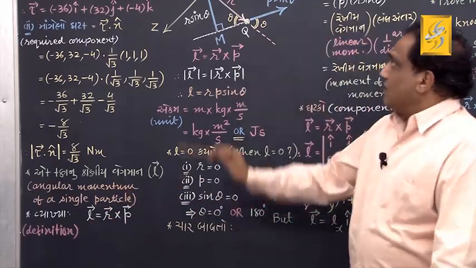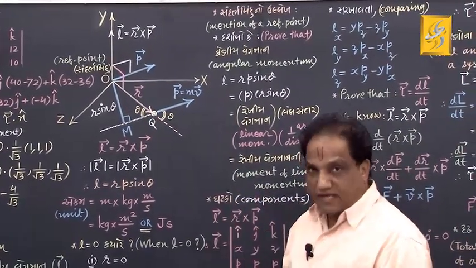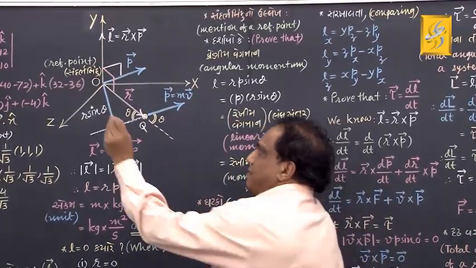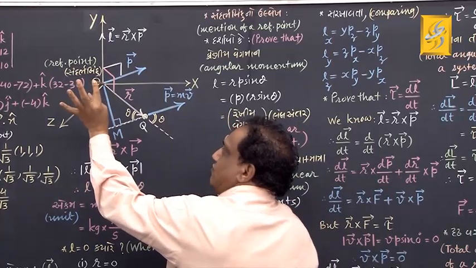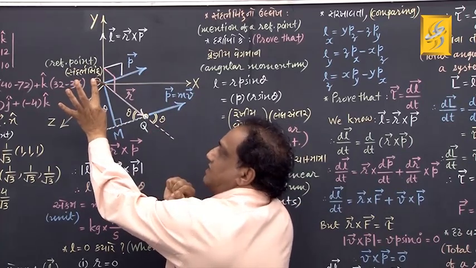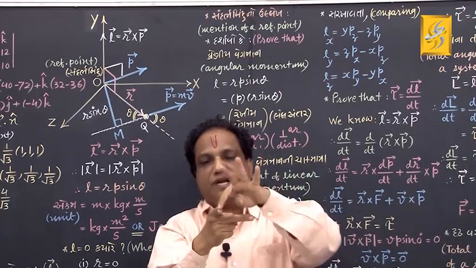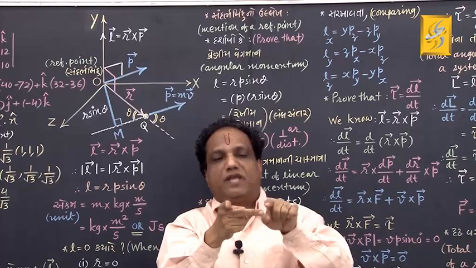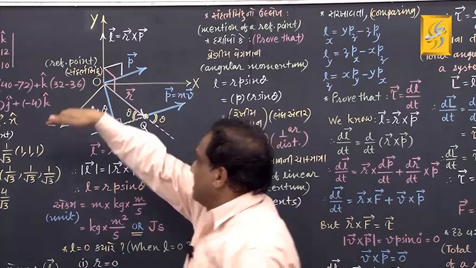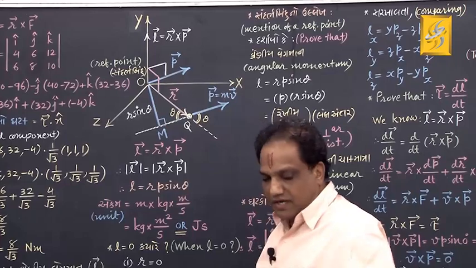Fine. Now consider this figure. As usual, we have shown this right hand side axis as x axis, vertically upward axis as y axis, and perpendicular to the plane of the figure and coming outward, that is z axis, which is perpendicular to x as well as y axis. So z axis is like this. Now think of xz plane. This is x axis, this is z axis. The xz plane means the plane passing through x and z axis, it is this plane.